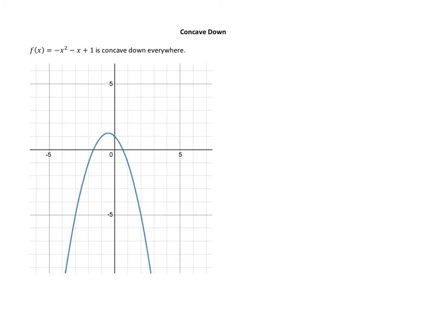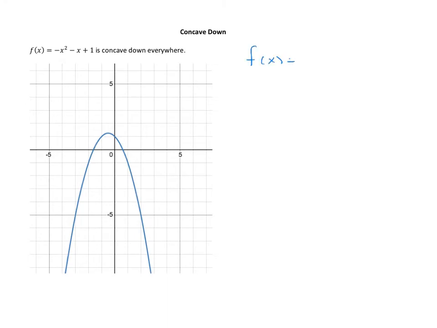So what about a function that is concave down? How is that going to connect to the derivatives? So here I chose a function f of x equals negative x squared minus x plus 1. It is this thing here. Just by looking at its graph, I can see that it is concave down. It is bending or opening downward. So what is it about the derivatives that make this happen?